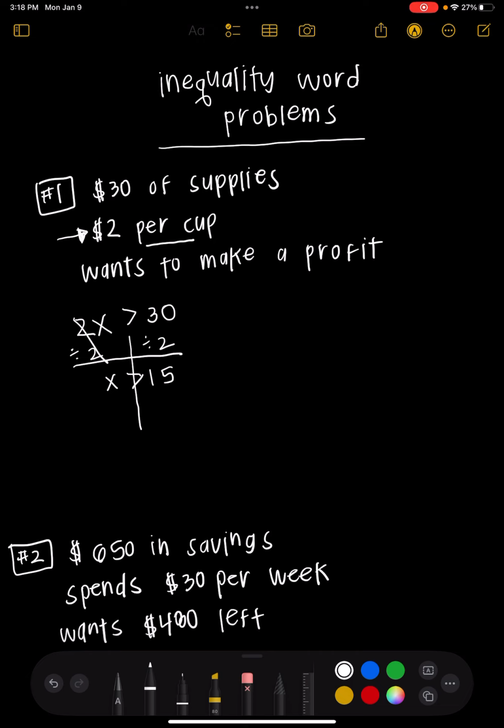Now, that doesn't necessarily mean my answer is 15, because if I'm saying how many cups do I have to sell in order to make a profit, if I sold 15 cups, I would break even. I would make $0. I would have spent $30, I would have made $30, so I would have broken even. In order to actually make money, I would have to sell more than 15 cups. So my answer is actually 16 cups of lemonade, because I have to sell at least one more than 15 to make money. So 16 cups of lemonade.